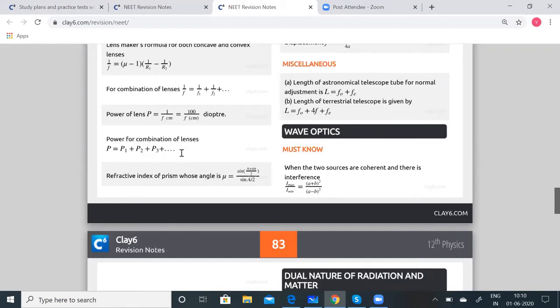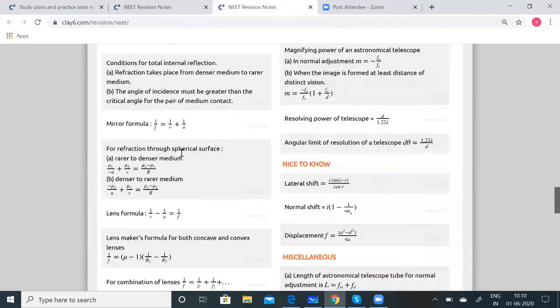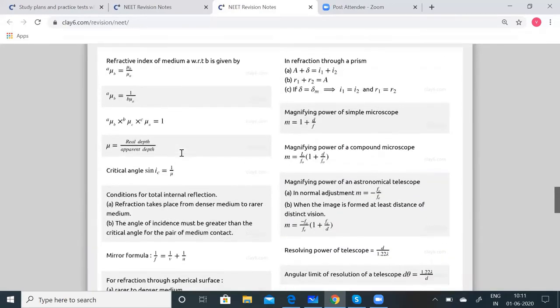The refractive index of a prism whose angle is A: mu = sin((A + delta)/2) / sin(A/2), where delta is the angle of deviation and A is the prism angle. So remember, refractive index mu is given by sin((A + delta)/2) divided by sin(A/2). So make that change.